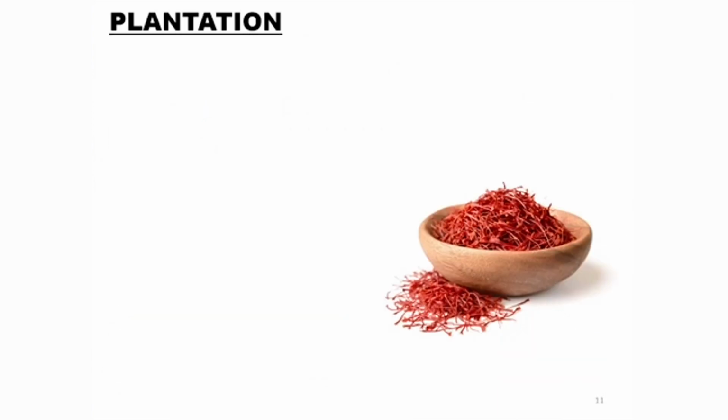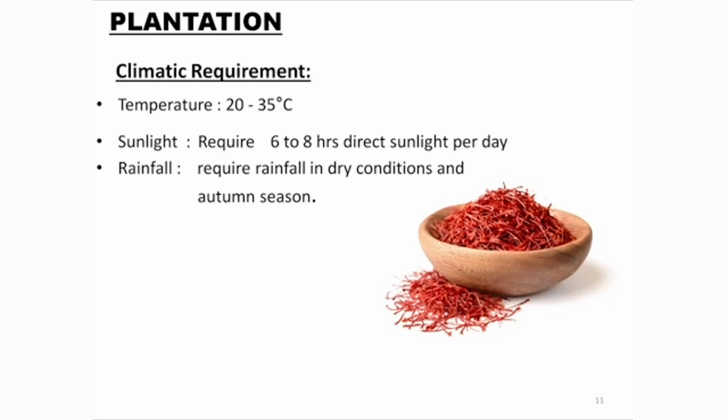Further, we discuss the plantation part of the saffron, and what the climatic requirements are during the plantation of the saffron. The temperature required is around 20 to 35 degrees Celsius, and generally the saffron plant requires 6 to 8 hours of direct sunlight per day, and it requires rainfall in dry conditions and in the autumn season.